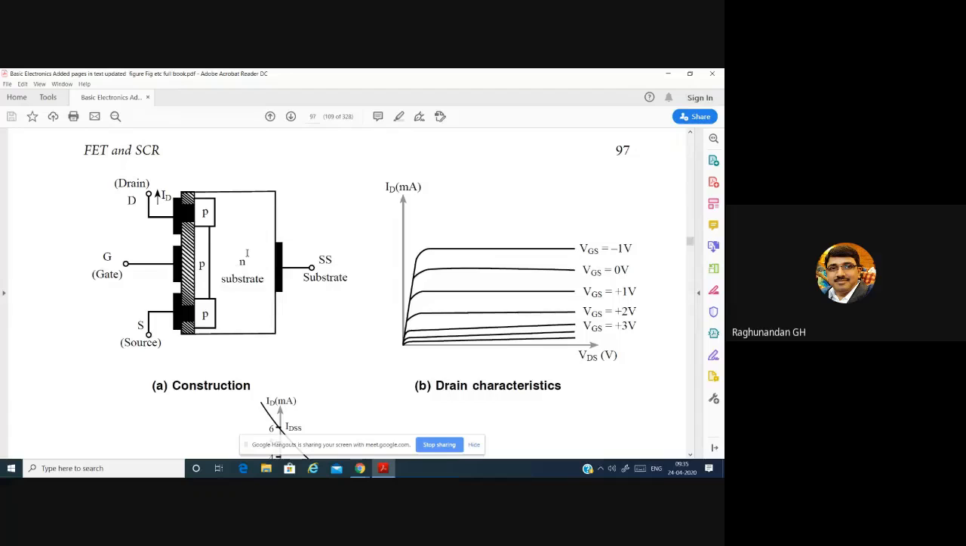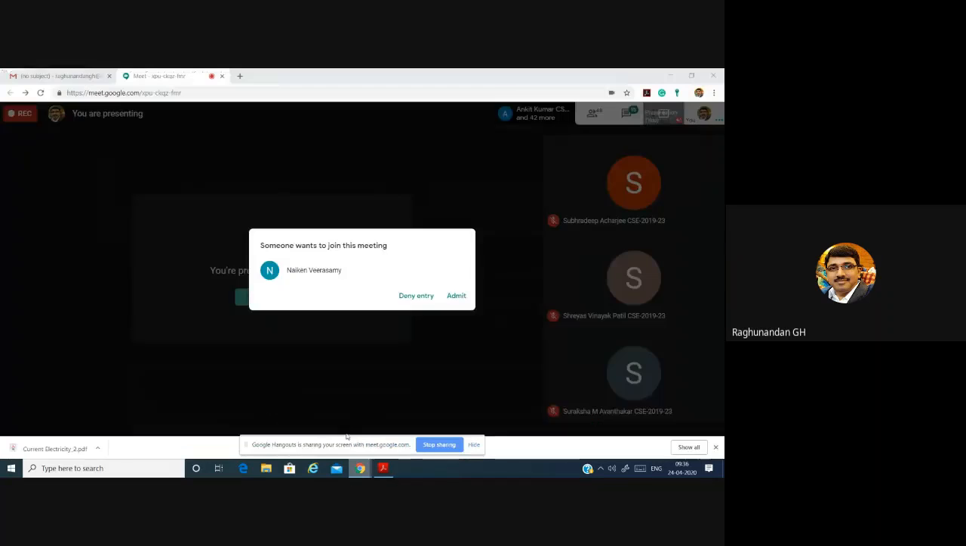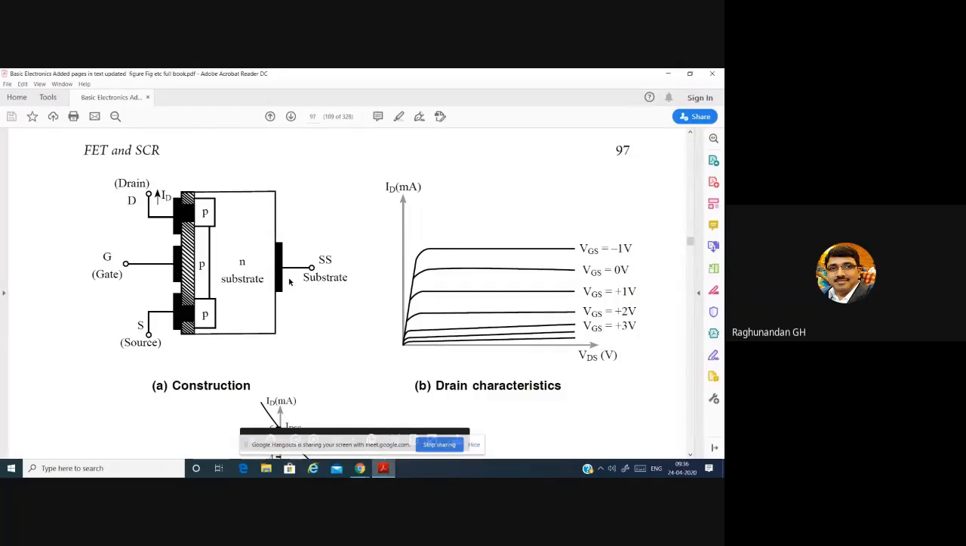After that, this is our n substrate, and this is the substrate connection. We will be calling it SS, and it will usually be open. As we know in a MOSFET, since it is a metal oxide semiconductor field effect transistor, it will have an SiO2 oxide layer present. So this is the oxide layer, the SiO2 layer.